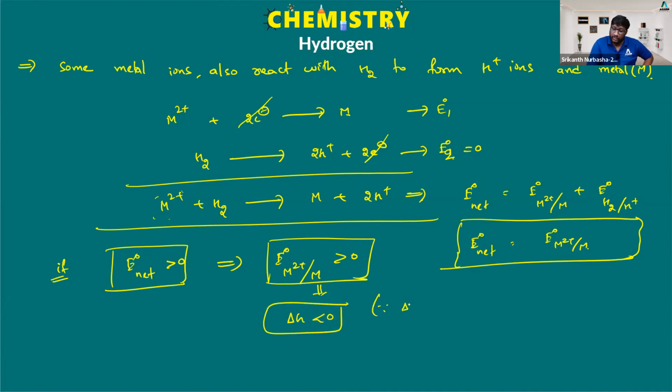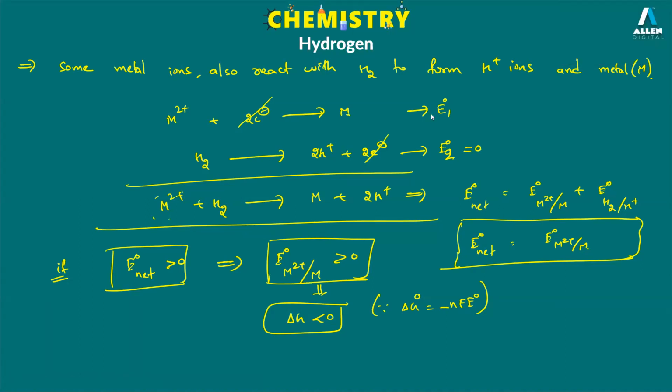Since delta G0 is equal to minus nFE0, can I say E0 of M2+ | M, the standard reduction potential of the metal, should be greater than 0? Means it should be below hydrogen or above hydrogen? Below hydrogen. Below hydrogen.